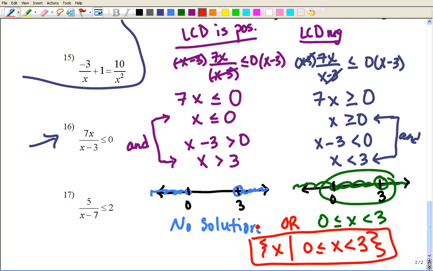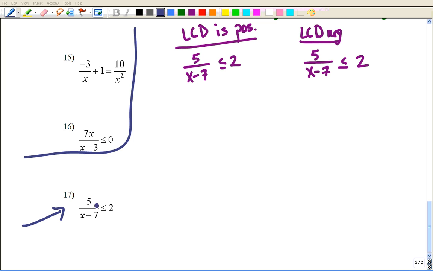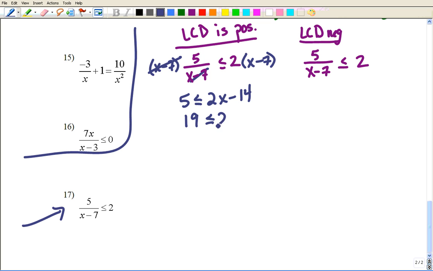Okay, so let's look at number 17, and this will be your last example. On 17 we have 5 over x minus 7 is less than or equal to 2. Again, we're going to do it both ways, once where it's positive and once where it's negative. On the positive side, when I multiply both sides by x minus 7, I'll get 5 is less than or equal to 2x minus 14. Whenever I add 14 to both sides, I have 19 is less than or equal to 2x.